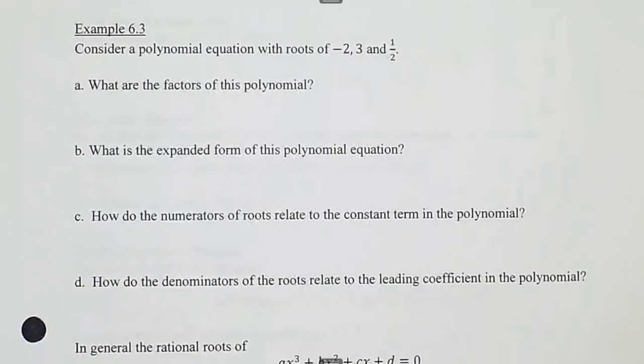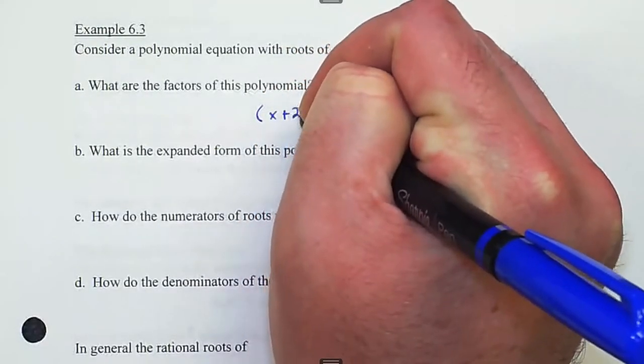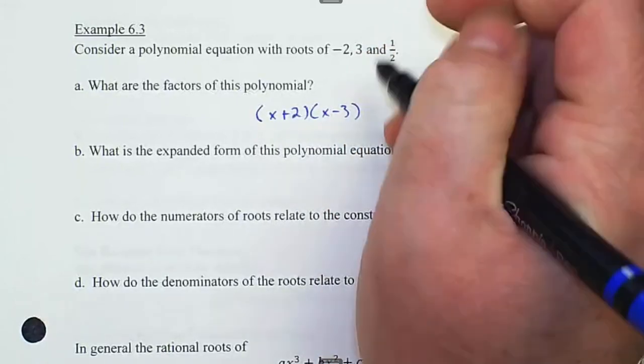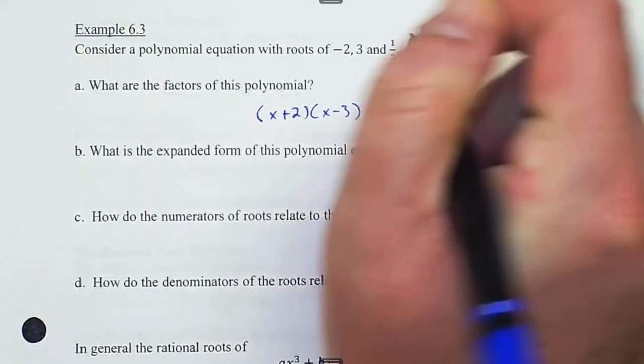Okay. Consider a polynomial equation with roots of -2, 3, and 1/2. Let's go over what would be the factors of this polynomial. Well, they'd be x plus 2, x minus 3, and this would be 2x minus 1, so that you get a 1/2.